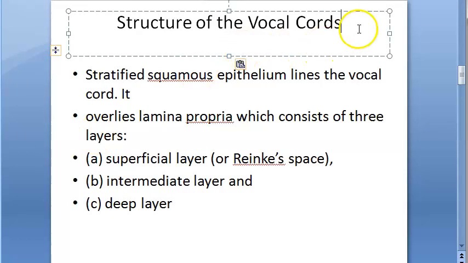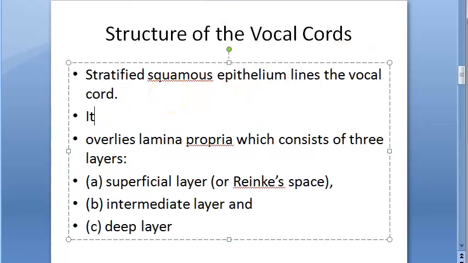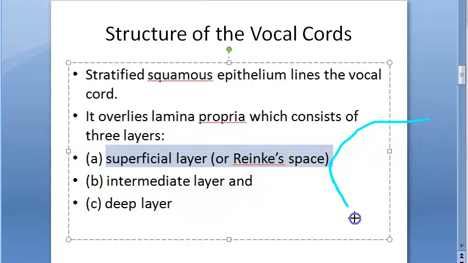So guys, how is it going? Look at the structure of the vocal cords. Stratified squamous epithelium, lamina propria. In that lamina propria, the superficial layer is called Reinke's space, right? After that, you anyway saw some deep layers, leave that. So the superficial one is the Reinke's space. So what all do you have? You have the epithelium, right?